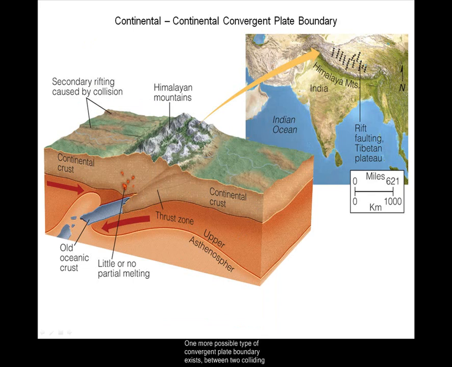One more possible type of convergent plate boundary exists, between two colliding continental plates. Because both continental plates are light, neither wants to sink all the way down into the mantle. So the two colliding plates crumple together where they collide, and the crust becomes extra thick. It both sticks up higher to form mountains and sticks down lower into the molten rocks of the mantle. The geologically recent collision between Asia and India has thrust upwards the Himalayan mountain range.